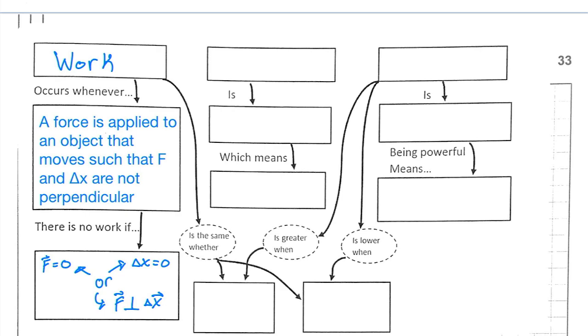The next quantity is energy. Energy is the ability to do work.